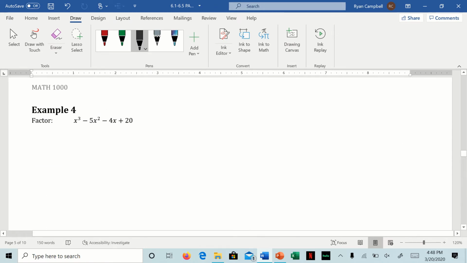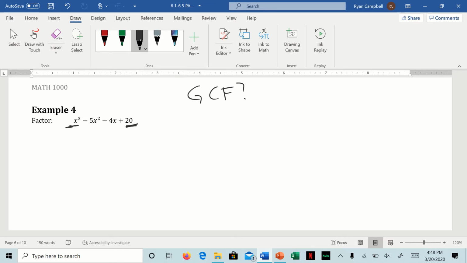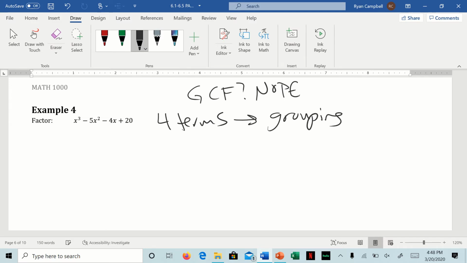All right. So example 4. Do we have a greatest common factor? We do not, right? This term doesn't have any x's. This term doesn't have any numbers. So that's as far as we can go. So nope. All right, we have 4 terms. So that means that we are probably going to do grouping, right? Factor by grouping. So x cubed minus 5x squared minus 4x plus 20.